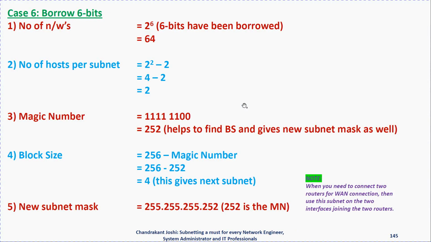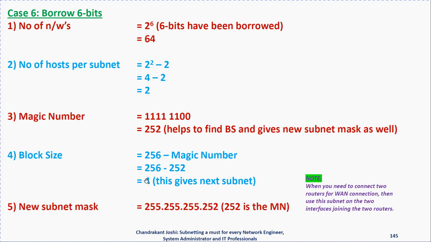Okay. Now let us see what happens when we borrow 6 bits. So the number of networks is 64, and the number of hosts per subnet would be 2. So only 2 hosts will be there. Magic number: because we have borrowed 6 bits, the first 6 bits would all be 1 and the last 2 bits would be 0. So it is 252. Block size is 256 minus the magic number, it is 4, and this would be the new subnet mask. Remember, the last octet is just replaced by the magic number that we got.